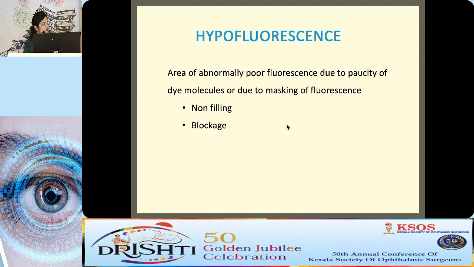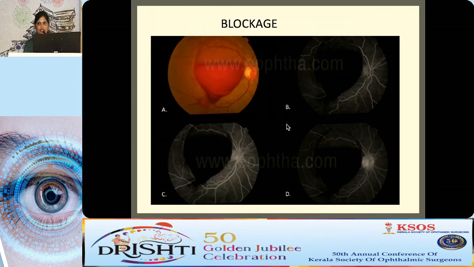Next topic after hyperfluorescence is hypofluorescence. It is an area of abnormally poor fluorescence due to the paucity of dye molecules or due to masking of fluorescence. It can be either non-filling or blockage. This is non-filling, and next is blockage. How do we differentiate it? We have to keep a fundus photo beside it, and you can see the corresponding blocked fluorescence of this pre-retinal hemorrhage in the FFA.